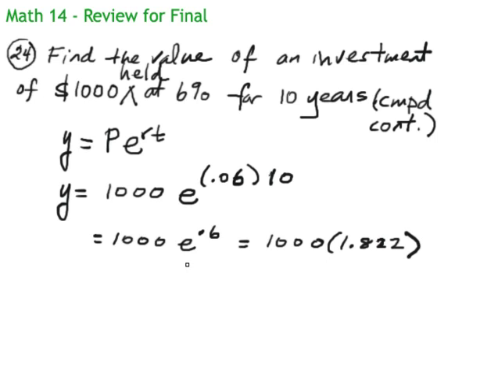Okay, and now just multiply 1,000 times 1.822, and we get $1,822.